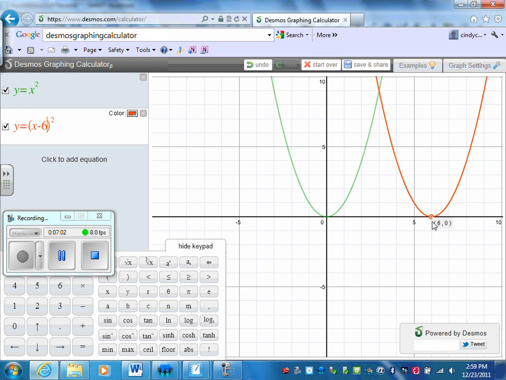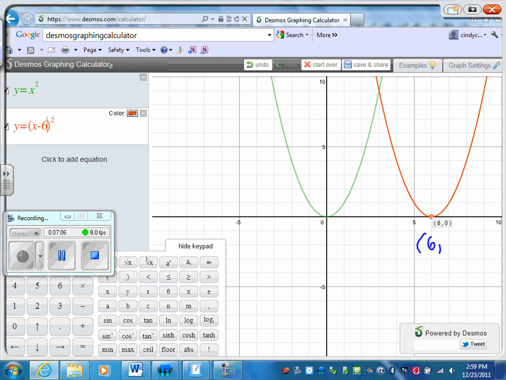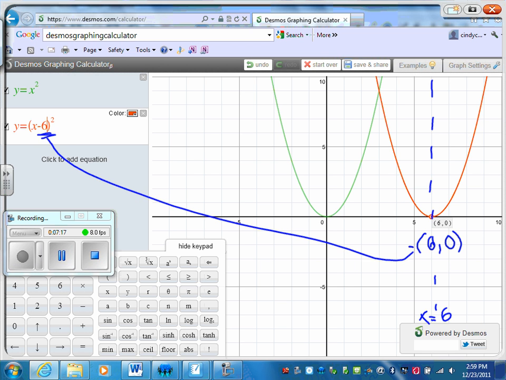Now let's look at the vertex here. The vertex in this case is 6, 0, and the axis of symmetry is x equals 6. So this number in the brackets really changes our x coordinate of the vertex, and also our axis of symmetry.